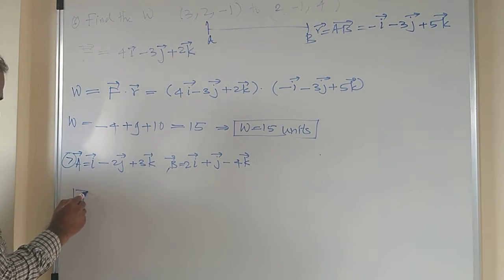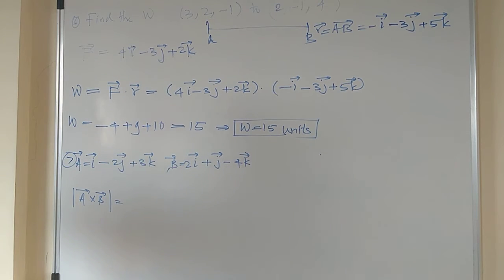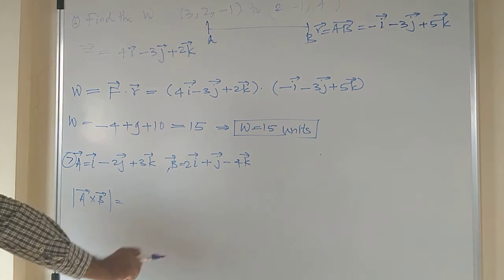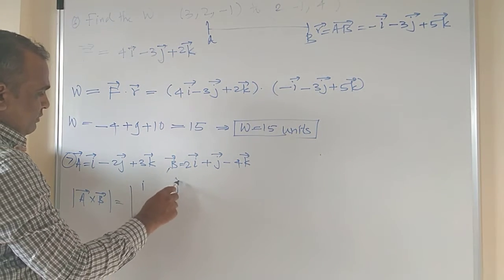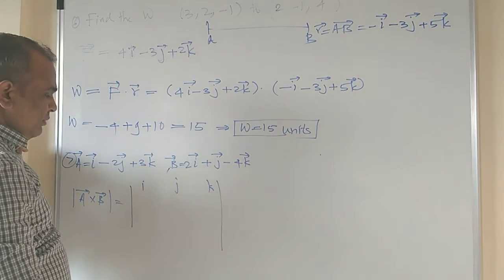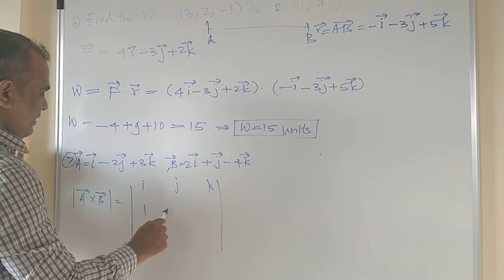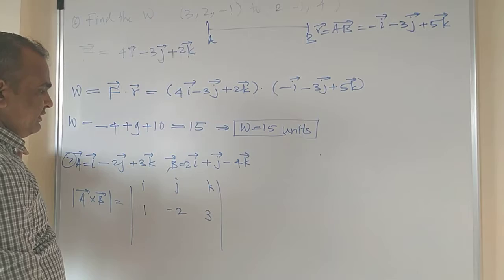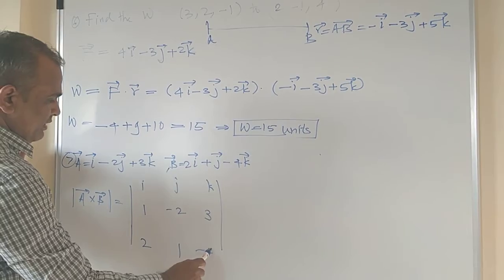Then the mod of the cross product of these two vectors will give the area. The cross product may be negative, so you should convert that into a positive, because the area can never be negative. So let's always consider the area of the parallelogram as a mod. So this is equal to, being a cross product, a determinant of i j k, and the first row is the coefficients of the first vector, that is 1, minus 2 and 3, and the second row is the coefficients of the second vector, 2, 1 and minus 4.